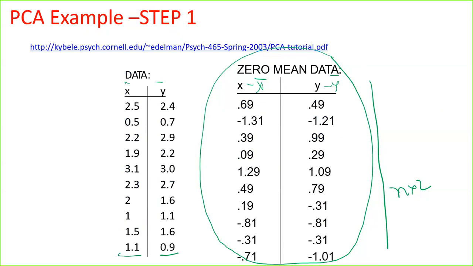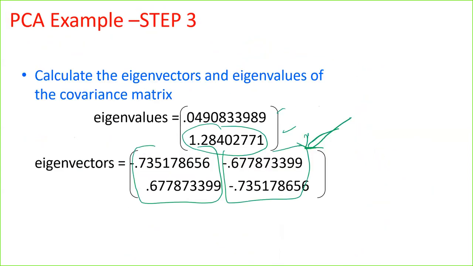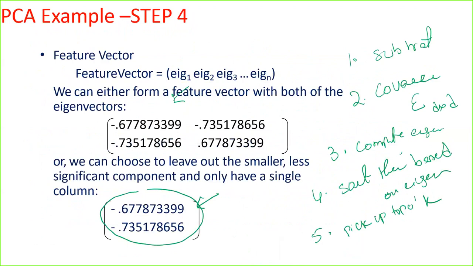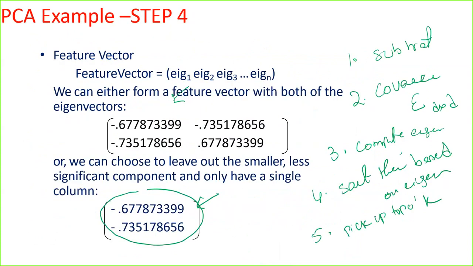So this is zero mean data, which is of size n by 2. Row zero mean data means transpose of this. What will be the size of that? 2 by n. So row zero mean data size would be 2 by n. And row feature vector is the matrix with the eigenvectors.